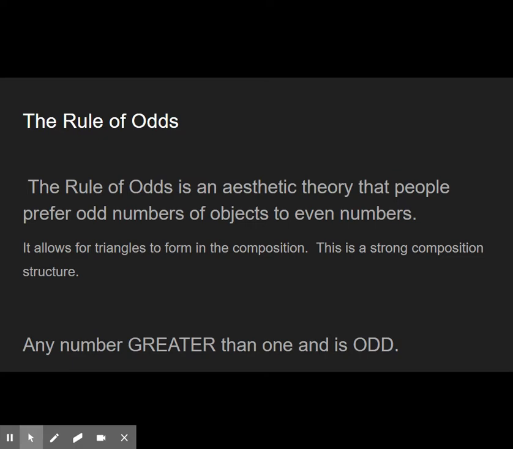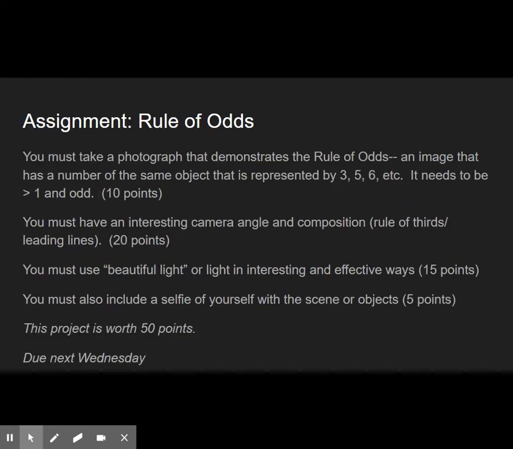So we're looking for the rule of odds, any number greater than 1 that is odd. So we're really talking about 3, 5, 7, and 9, I think, at this point. Your assignment is to take a photograph that demonstrates the rule of odds. I have a typo in here. An image with a number of the same object that's represented by 3, 5, and that should say 7, not 6. I apologize for that. And it needs to be greater than 1, and of course, odd.